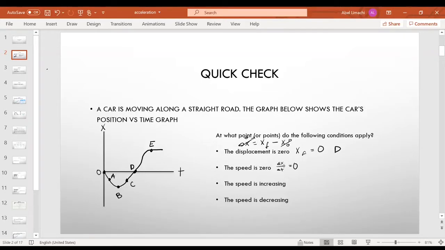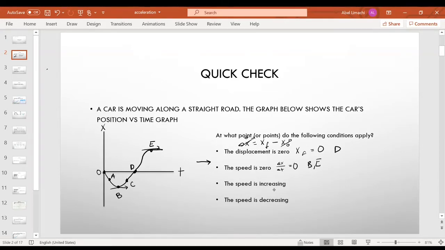This means that the initial and the final positions are going to be the exact same. What this means is that on the position versus time graph, it's going to be a horizontal line, or a slope of 0, which is the point where the speed is 0. So this is going to be point B, sorry, that's not straight, but no. So point B and point E.